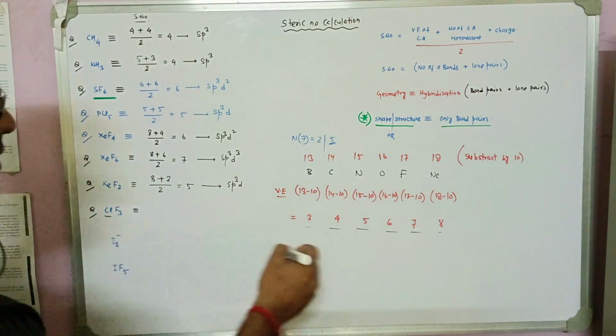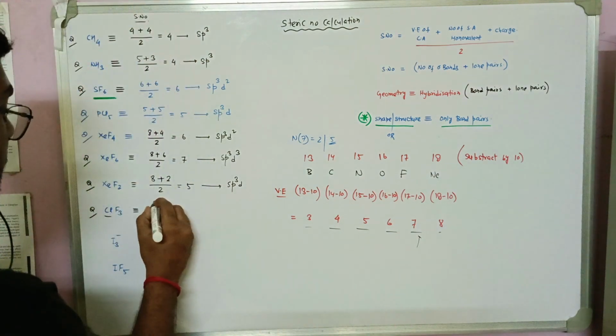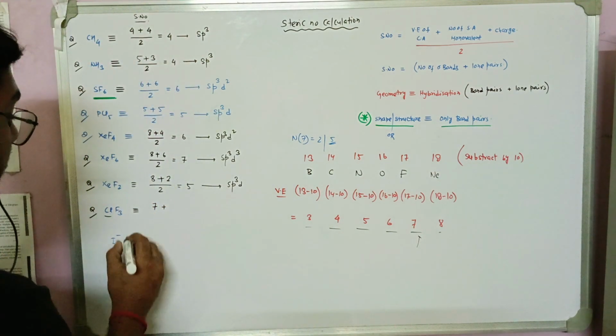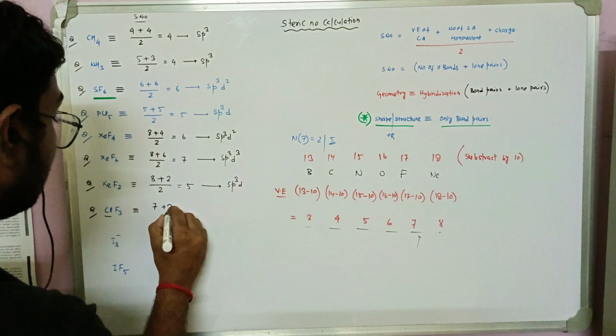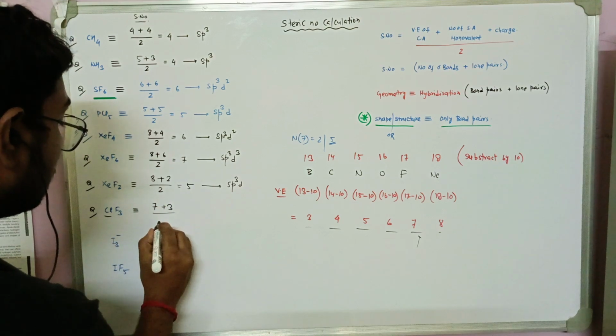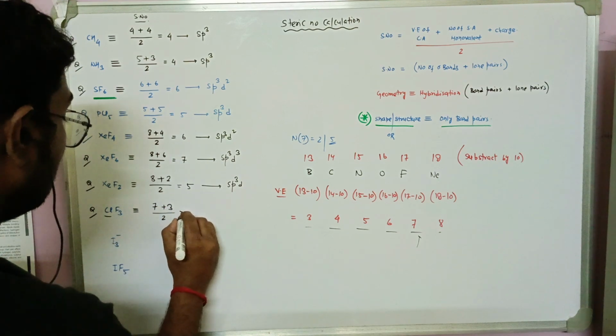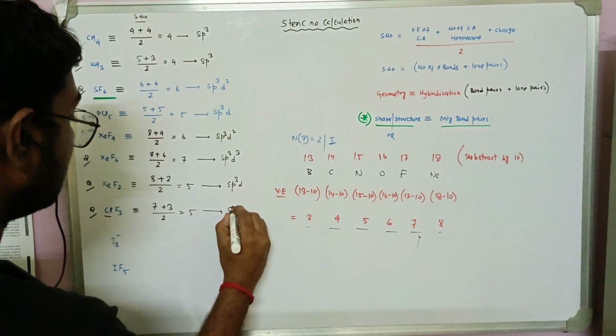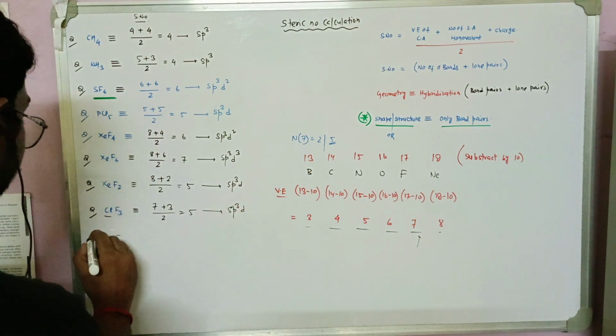So for Cl, it is the halogen series, so the valence electrons will be 7, plus the number of side atoms which are monovalent, 3 fluorines, so we have to add 3. Now this is a neutral molecule, so divided by 2 gives 5. So the hybridization will be sp3d.